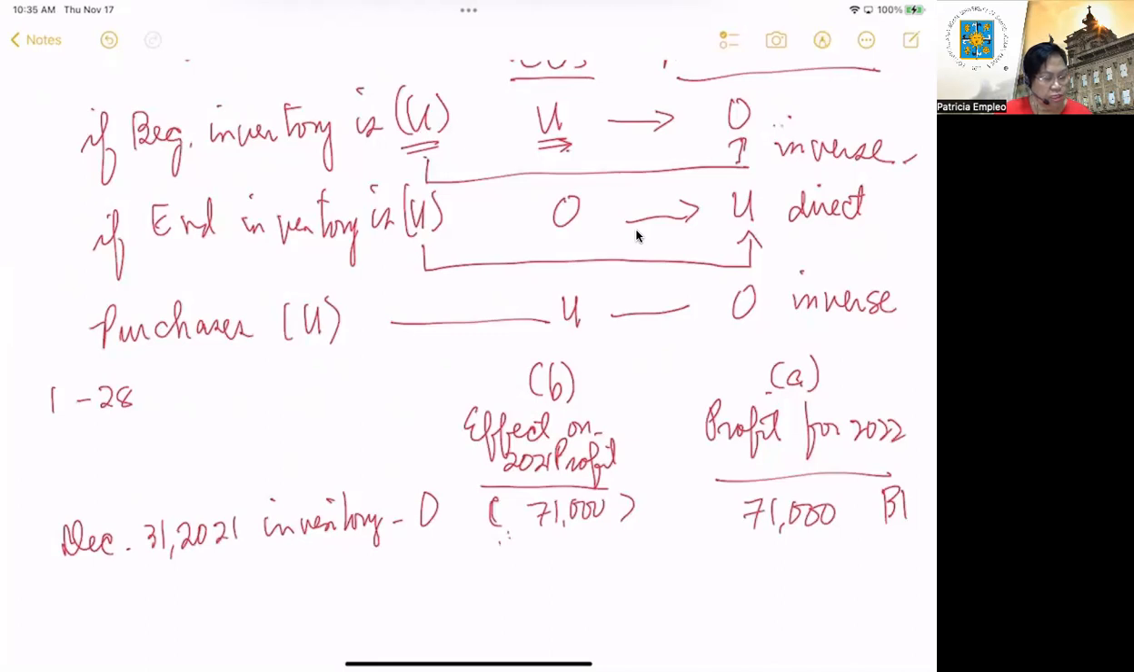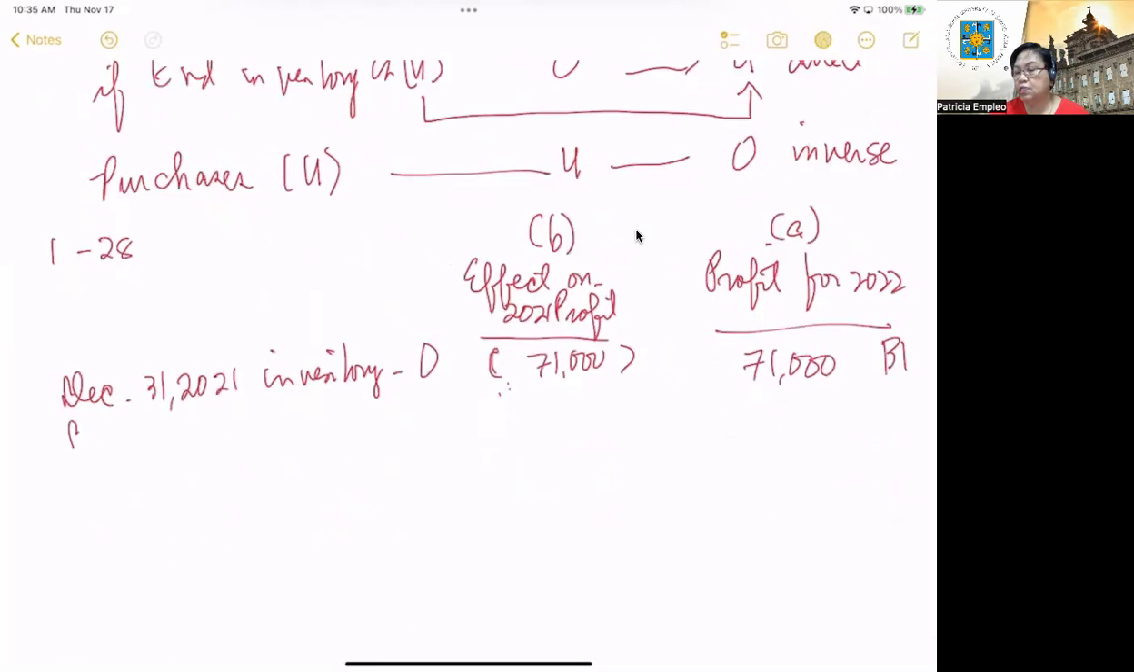Okay, next, goods in transit from a supplier on December 31, 2022 under FOB shipping point were appropriately recorded as purchases. So purchases for the year 2022 were correct, but were not included in the physical count. And the amount is 96,000. So that means that the December 31, 2022 inventory was not included, was understated.